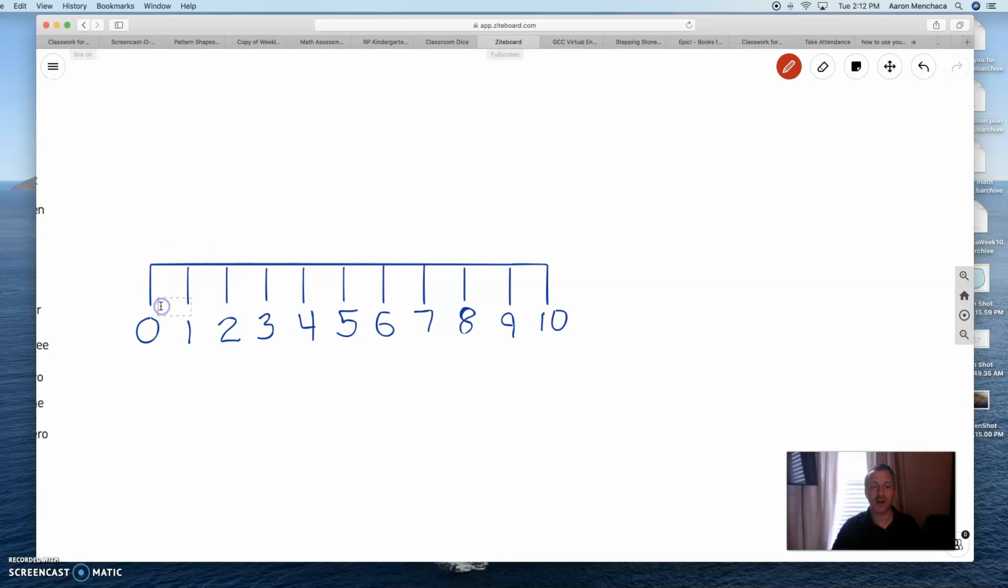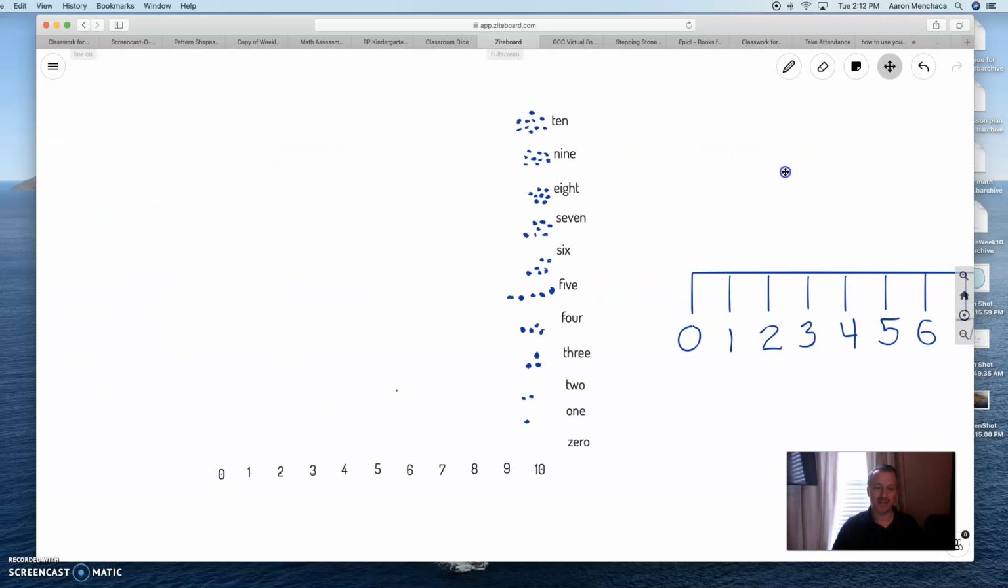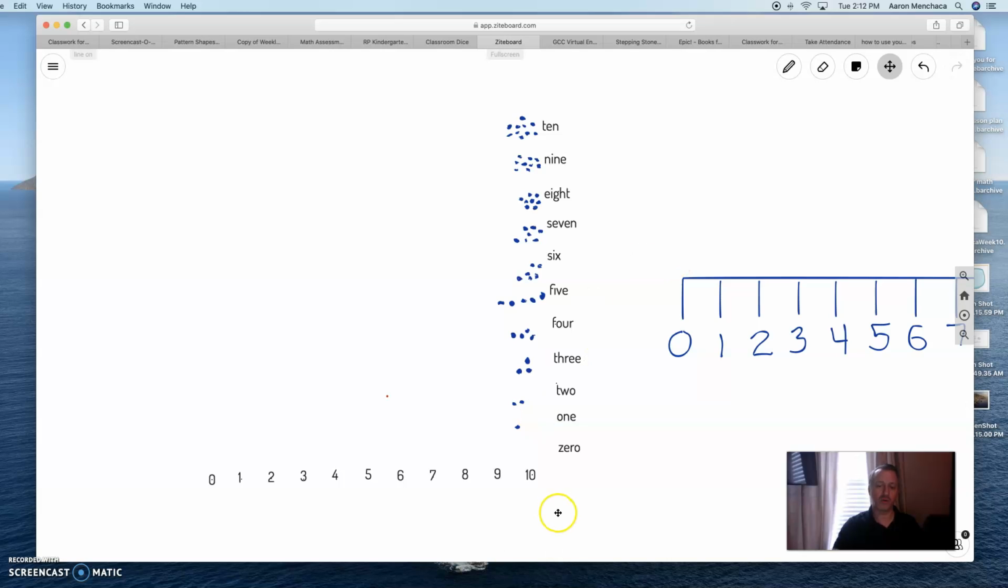Very good. All right, boys and girls, now we're going to make a really interesting design. And we're going to do that by matching up some digits with the words for the numbers. And then we're going to cross it right through some groups of objects that represent that number.